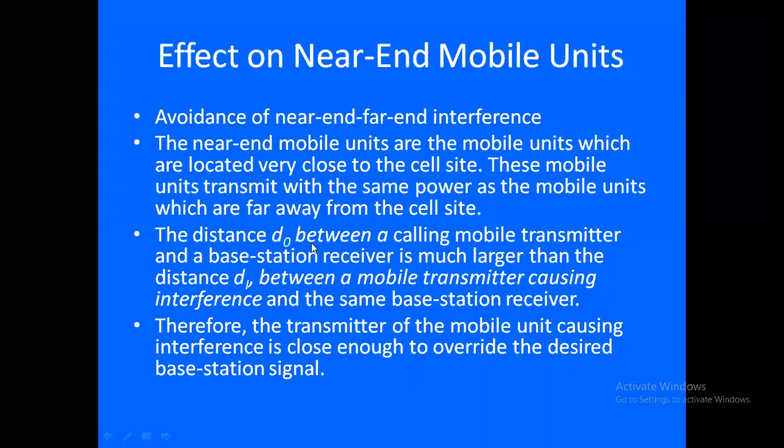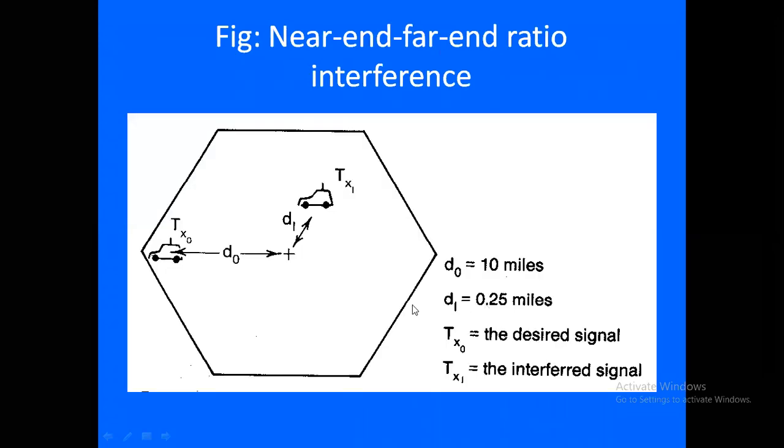The distance d naught between a calling mobile transmitter and a base station receiver is much larger than the distance di between a mobile transmitter causing interference and the same base station receiver. So we have TX0, the desired signal, at a distance d naught from the cell site. For example, d naught is 10 miles away.